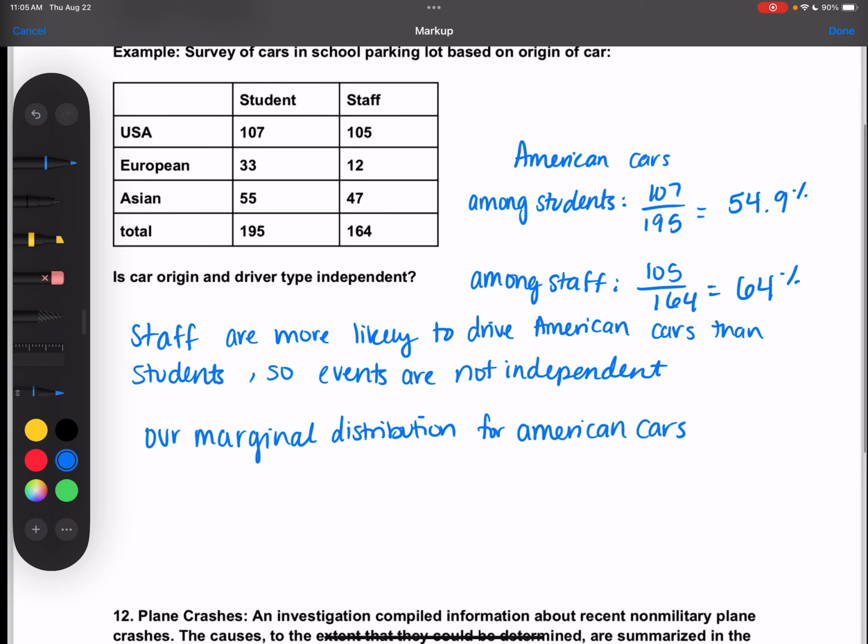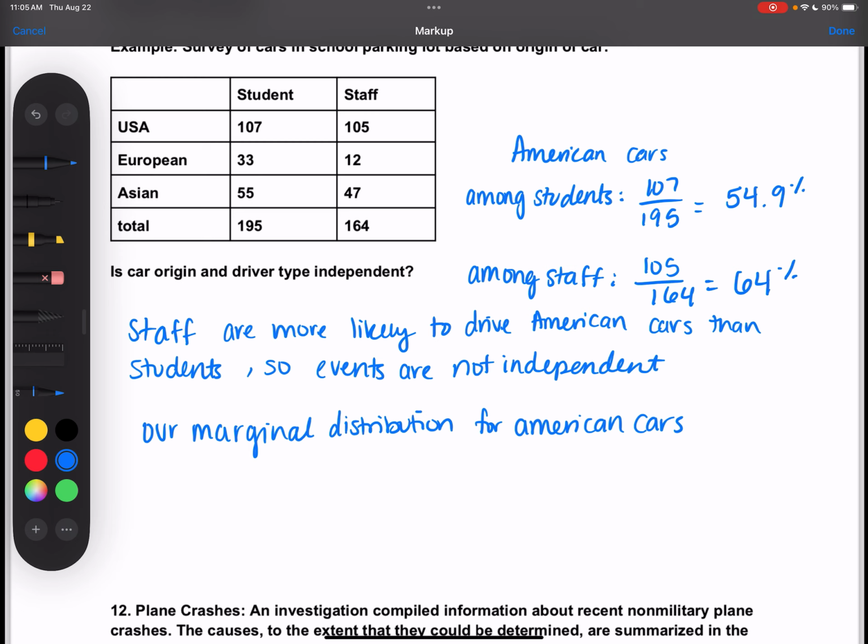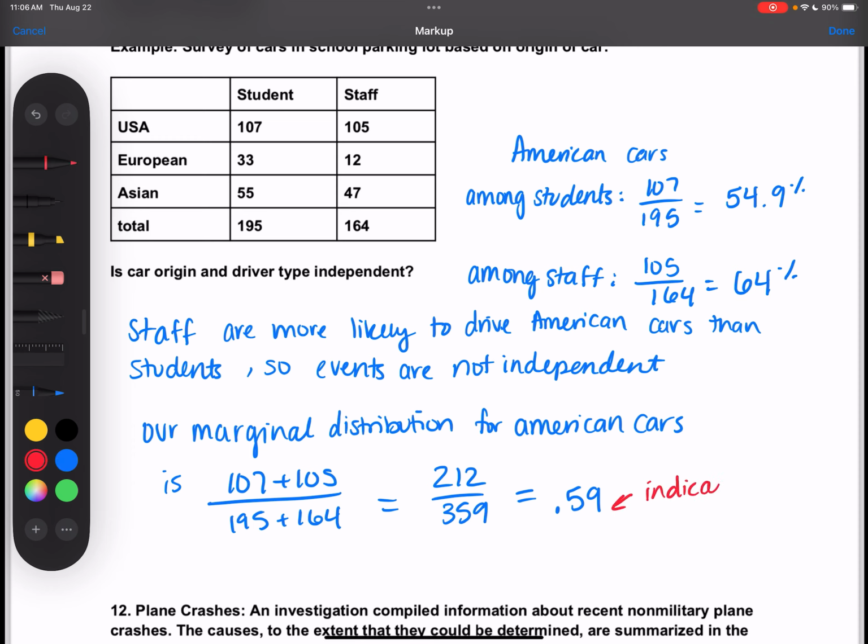And so when I do that, I would get 107 plus 105 divided by 195 plus 164, which is going to give me 212 out of 359, and that comes out to 0.59. And what you're actually going to find out about that is that right there indicates a lack of independence.